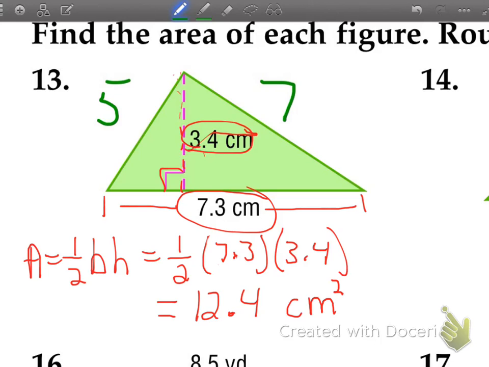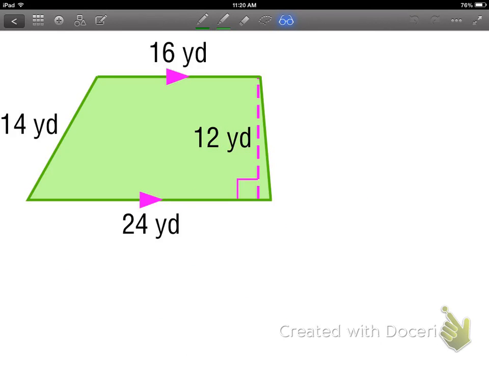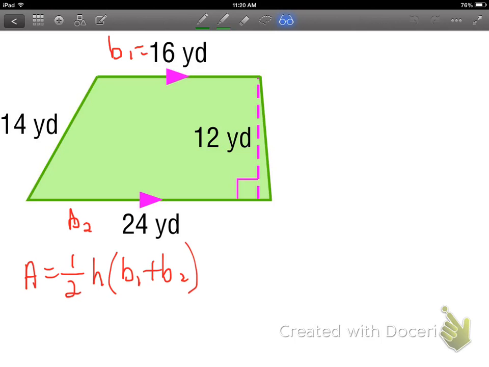Okay, on our next problem, we have a trapezoid. Okay, terminology, well, first of all, let's write the formula down. The area of a trapezoid is 1/2 of its height times its bases added together, B1 and B2. The bases of a trapezoid are the parallel sides. So that's what the little arrow marks mean. So one of my bases is 16, the other base is 24. Doesn't matter which one you call B1 and which one you call B2, they're just two different bases.